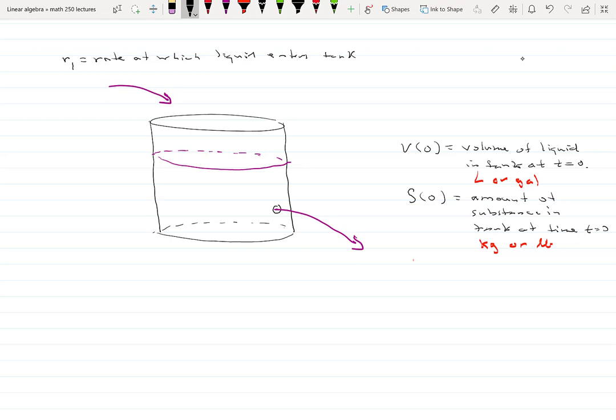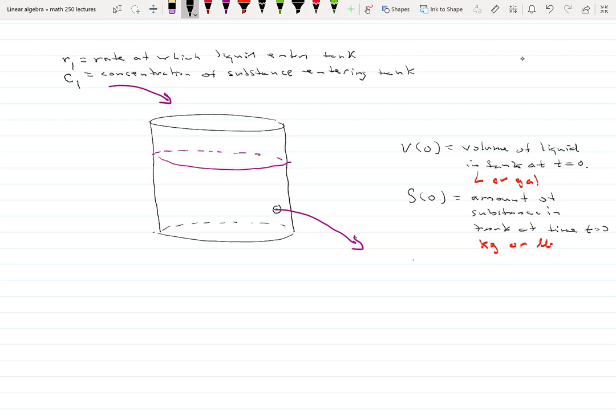Okay, and let's say that the liquid that's entering has a specific concentration of that substance. C1 is the concentration of the substance, salt, sugar, whatever substance, entering the tank.